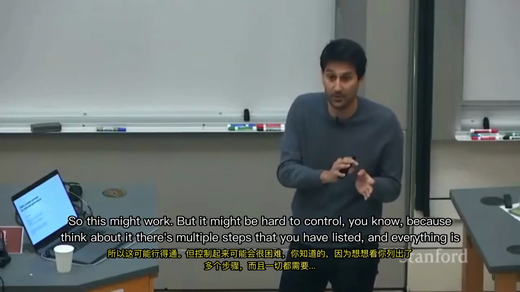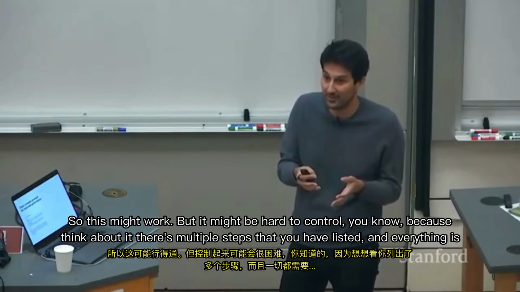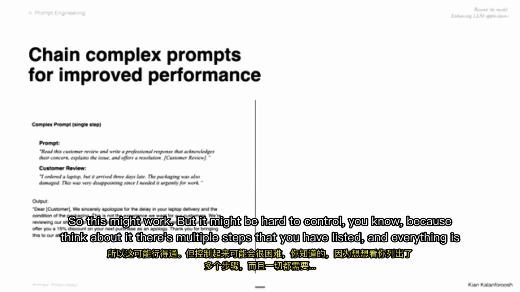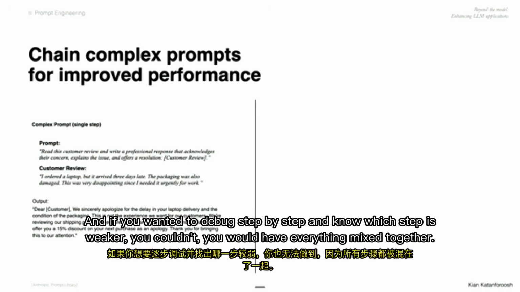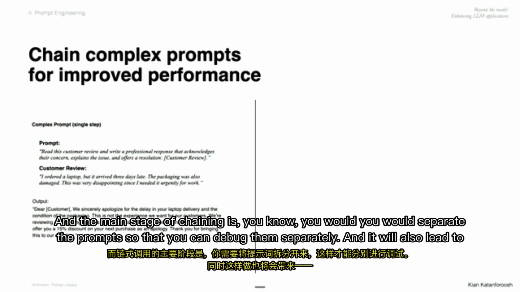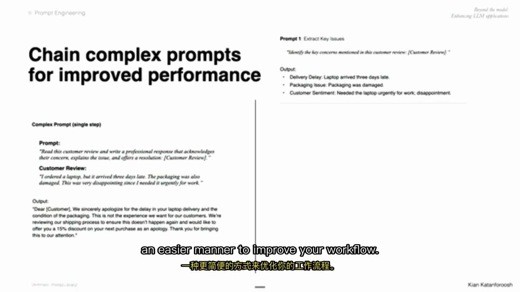So this might work, but it might be hard to control, because think about it. There are multiple steps that you have listed and everything is embedded in the same prompt. And if you wanted to debug step by step and know which step is weaker, you couldn't. You would have everything mixed together. So one advantage of chaining is, you would separate the prompts so that you can debug them separately. And it will also lead to an easier manner to improve your workflow.